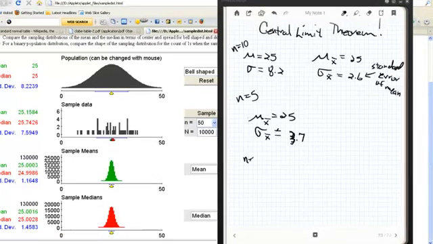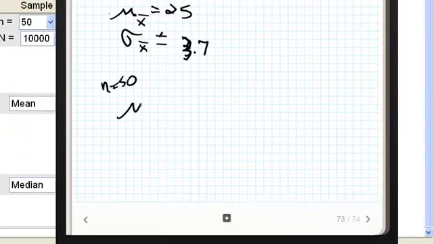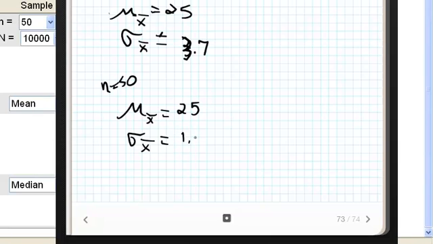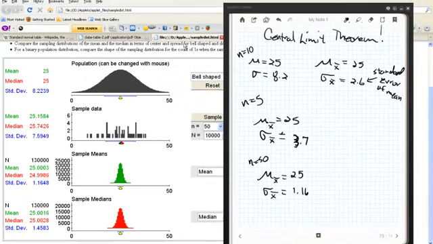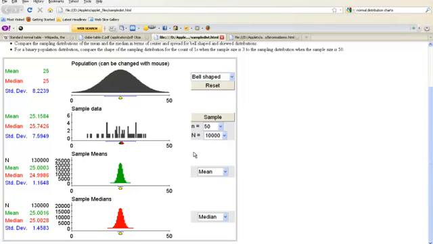So when n equaled 50, the mean of the means, or the mean of the sampling distribution, was 25, big surprise, right? It's an unbiased estimator. The standard error of the mean, or the standard deviation of the sampling distribution, in this case was 1.16. Just call it 1.16, just to keep it simple. I guess I could have just done 1.2. Huh.